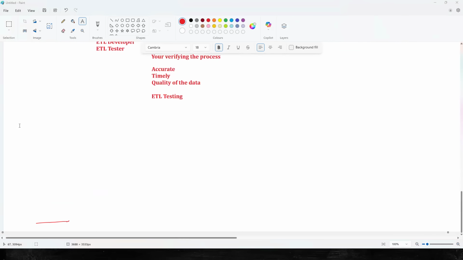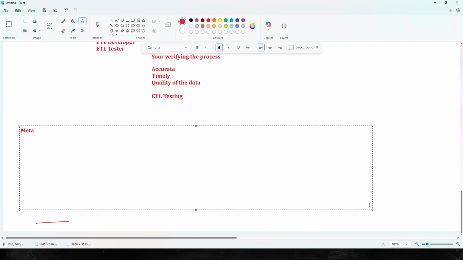First thing we are going to build, metadata check. First is mapping validation, mapping document validation, right? Here, majority of the time, you are going to gather the requirements and check whether the requirements are proper or not. Whatever requirements they have given, whether it is properly given or not, we are going to validate it.